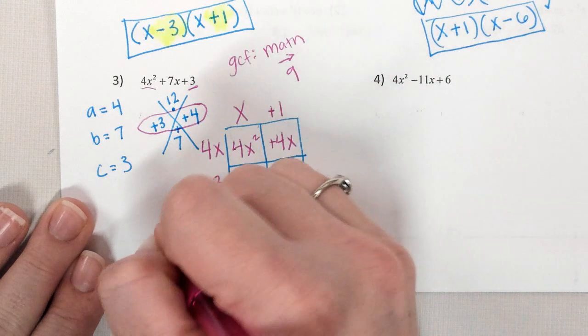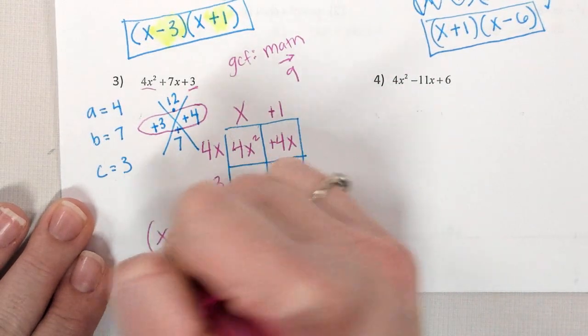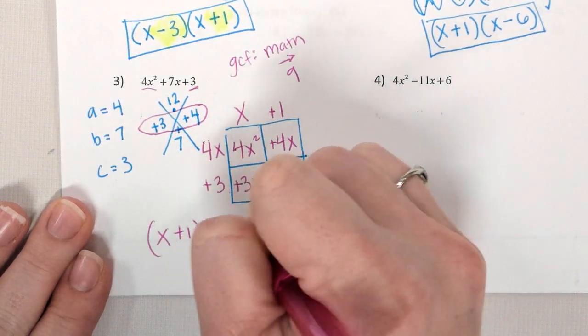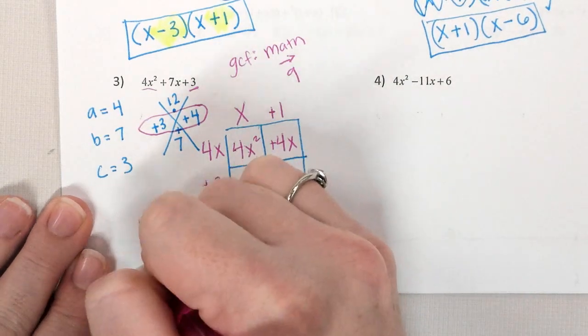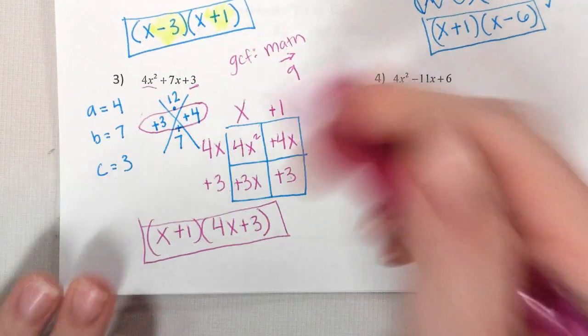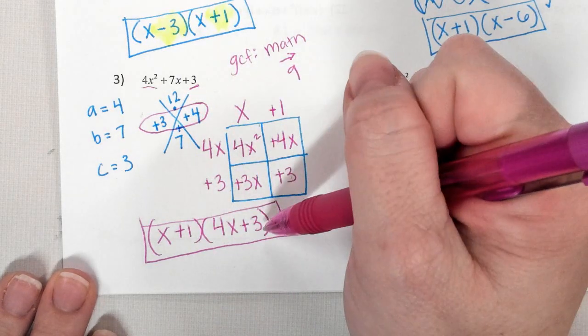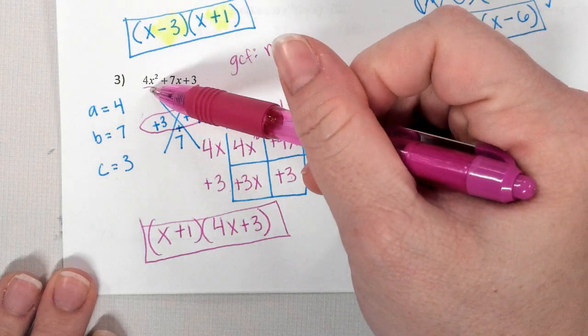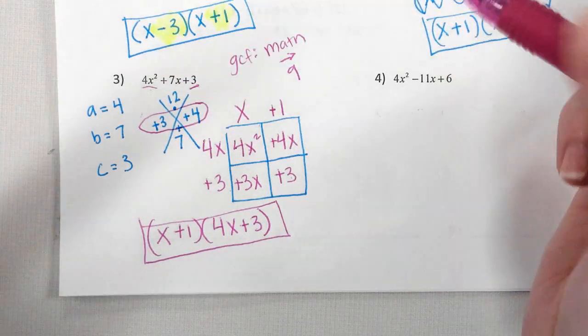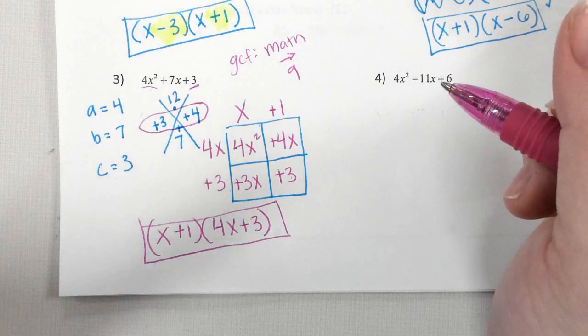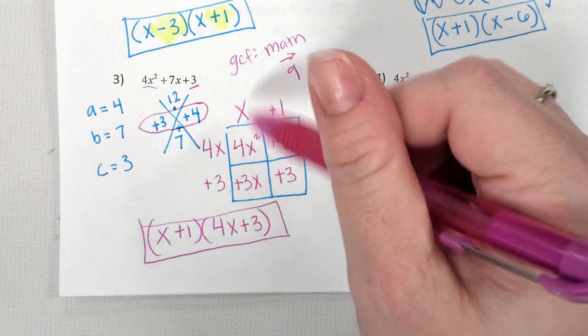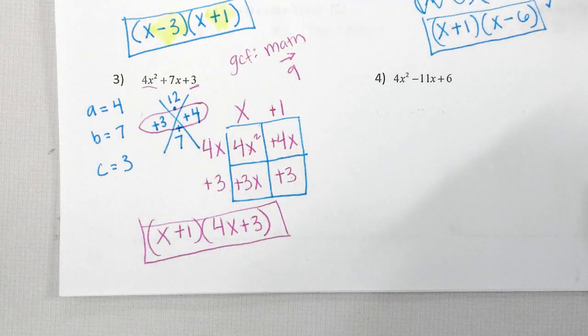So x plus 1 and 4x plus 3. So the reason you can't just use what's in your table is because we would have written x plus 3, x plus 4, and that is not what this is. It's because when your first term is 4x squared, there's different options. You could do 1 times 4, you could do 2 times 2, and you don't know what it is. So you have to do something to figure that out. Okay? Any questions with that one?